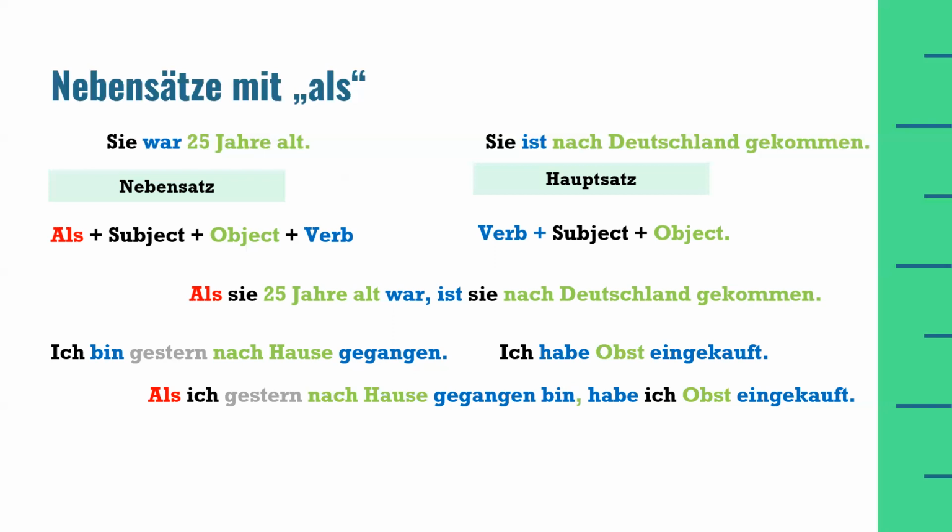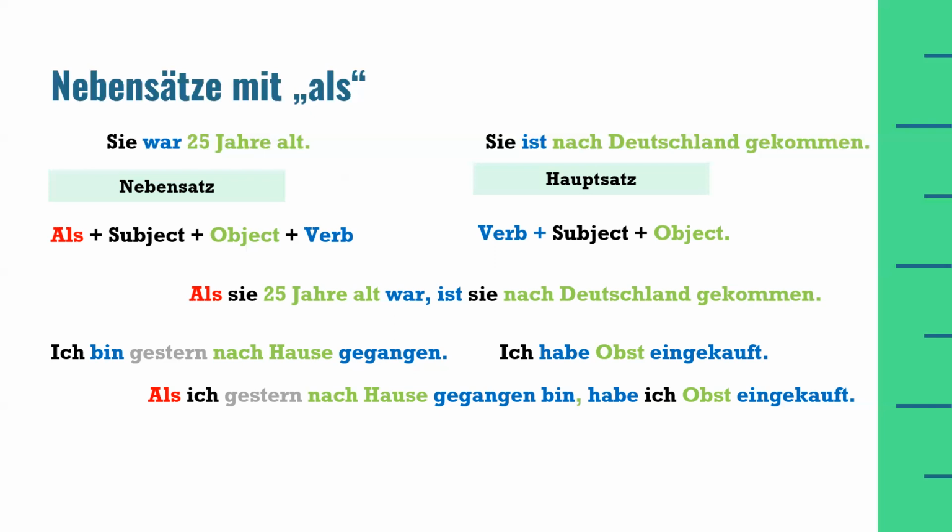habe ich Obst eingekauft. If we look at the sentence structure, I have used als at the first position, then comes the subject, then additional information: gestern, nach Hause, to home, gegangen bin. Now here the sentence structure is a bit different because this sentence is in perfect tense, and whenever we use perfect tense in a Nebensatz in combination with als, then the Partizip II will come at the second last position of the Nebensatz, and the sein or haben verb will come at the last position of the sentence, conjugated according to the subject of the sentence.